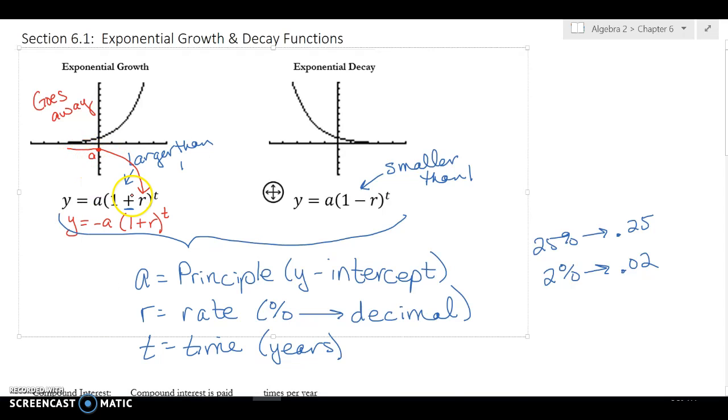Same thing over here. If I have the function with a negative A, it's going to cross here at negative A, but it's going to be a reflection of this. It's going to go away. Oh, it actually goes towards. Let me do that again. I'm a little confused. This one goes towards the axis.